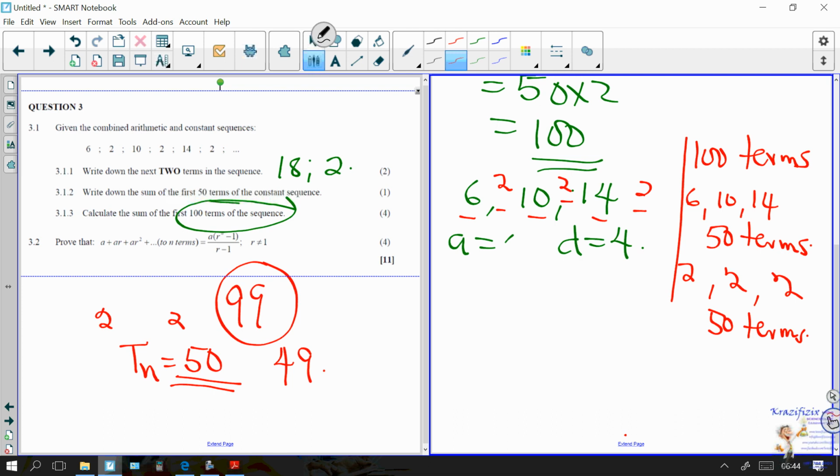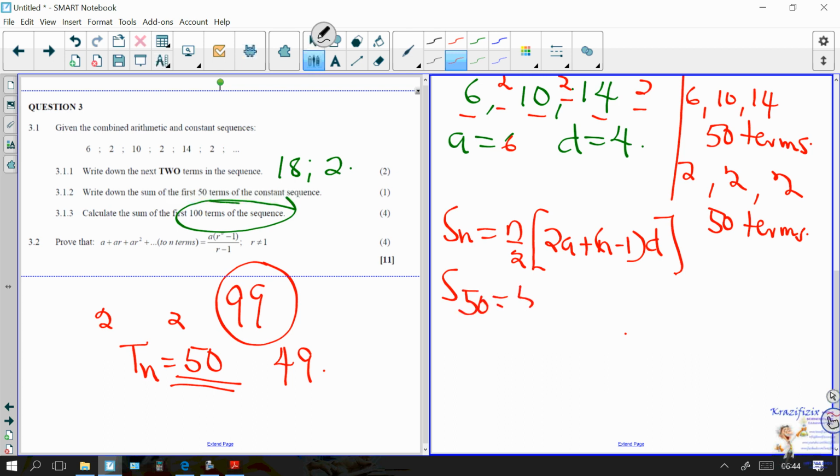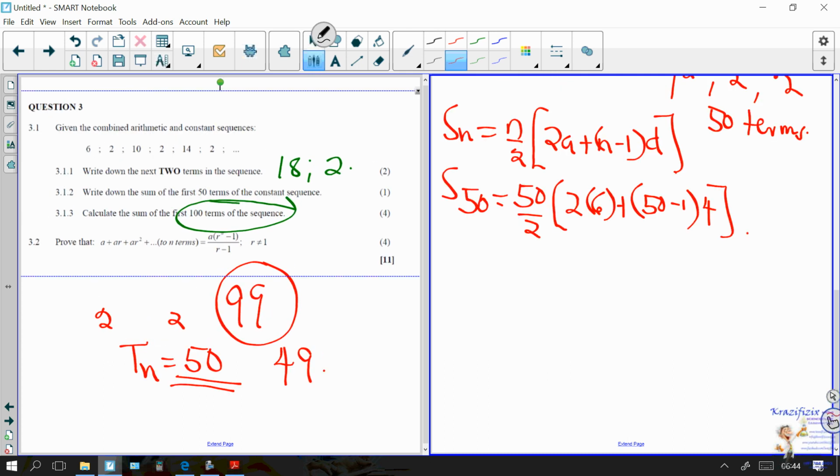All right, so how do I look for the sum of the first 50 terms here? What's my formula? Let's write the formula first. Sn equals n over 2 times 2a plus n minus 1 times d. I'm looking for 50, not 100 yet. So it's 50 over 2 times 2 times 6, plus my n, 50 minus 1, times 4, there. Okay, I know you can use your calculator quickly.